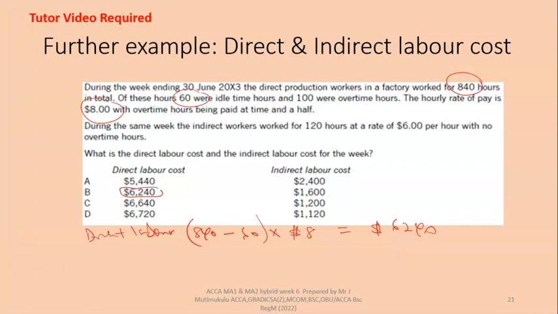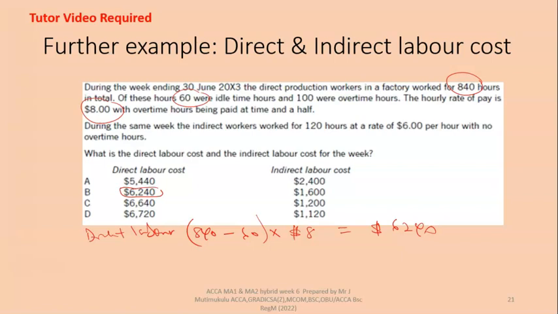6,240. And when you do this in the exam, when the examiner has been so generous that when you find one figure you are done, then automatically you just have to choose B and go home. Okay, just have to choose B and go home.